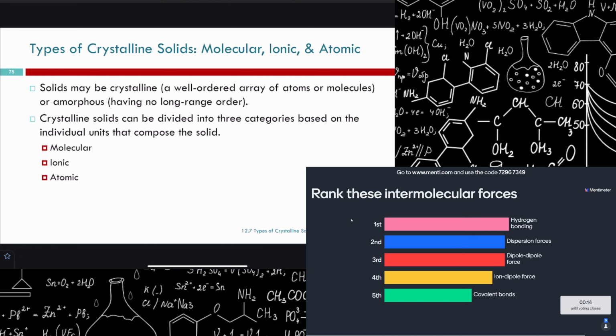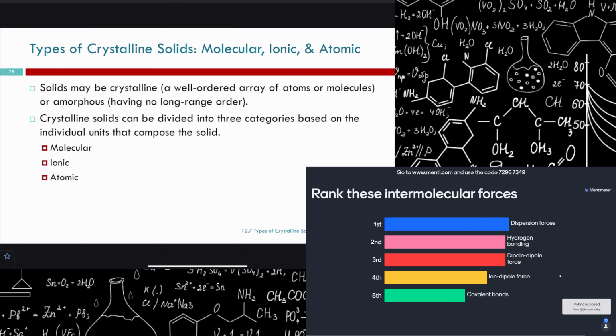So remember, first place is the strongest type of bond. Second would be the second strongest. Third would be the third strongest. And fifth is the weakest. Okay, interesting. 10 votes here. So dispersion, and maybe you were ranking these because of the way that they were ordered on here. Dispersion force is actually the weakest force. So this one, dispersion forces, should have been fifth.